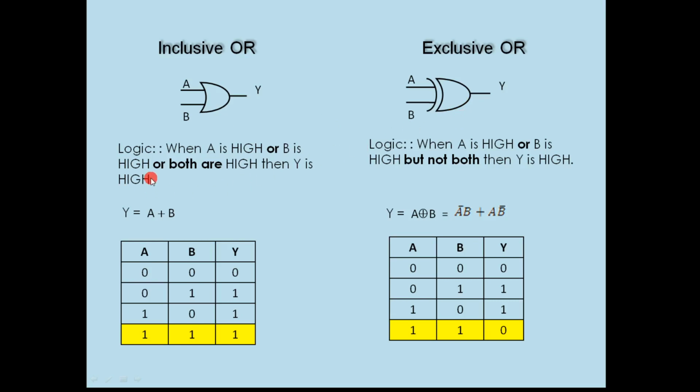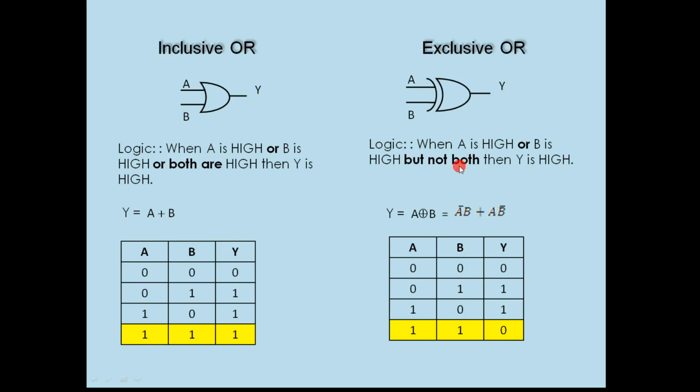The logic of OR gate is when A is high or B is high or both are high, then Y is high. A and B are the inputs of OR gate. When A is high or B is high or both are high, then Y is high.